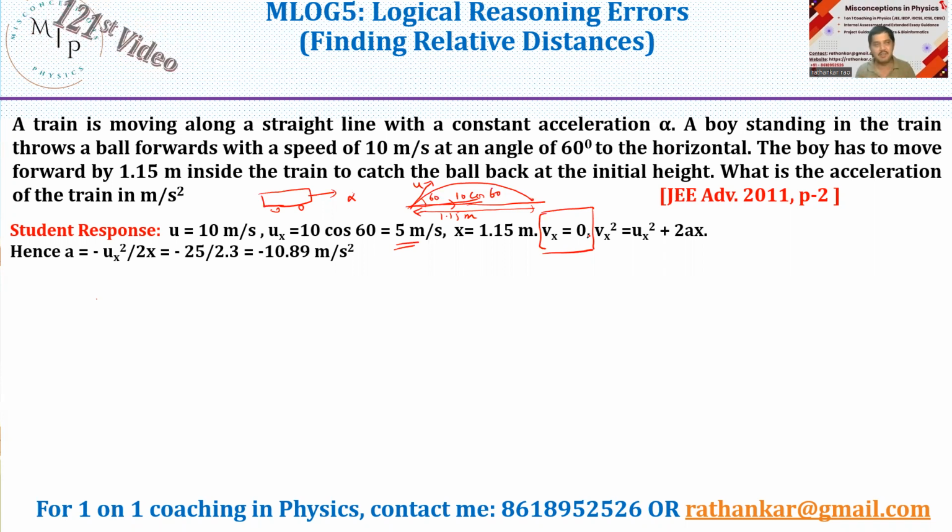If Vx was 0, the ball would not have come to your hand. It would have dropped somewhere else. Right? Vx equal to 0, so this is incorrect. This is a misconception.